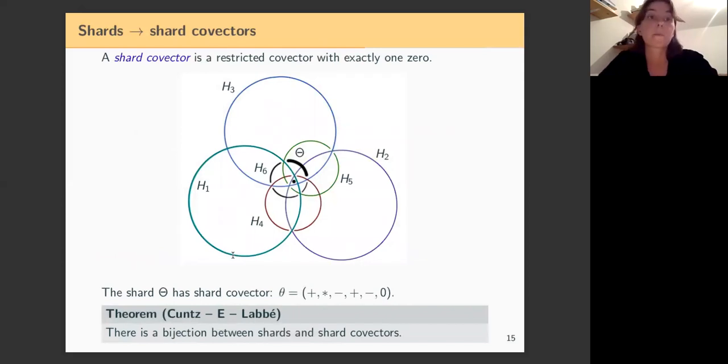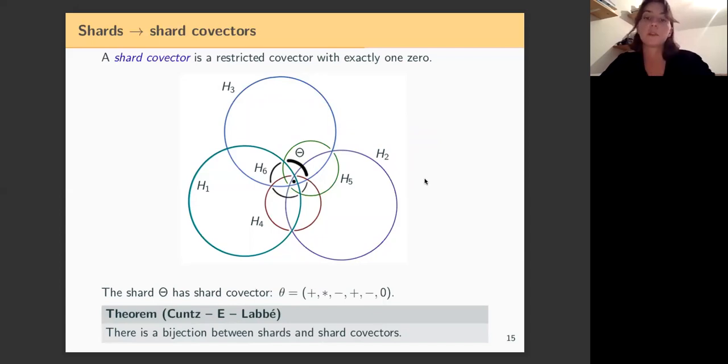So to encode shards as shard covectors, a shard covector is a restricted covector with exactly one 0. And I'm going to tell you how to read off the shard covector from an arrangement. So this is actually the arrangement A3. It has 6 hyperplanes, and I've chosen a base region again. And I want to focus on this shard here, which I've marked with a theta, that lies on hyperplane 6.